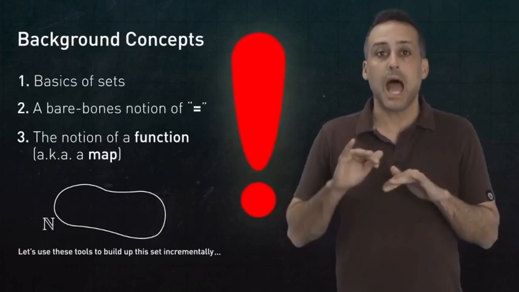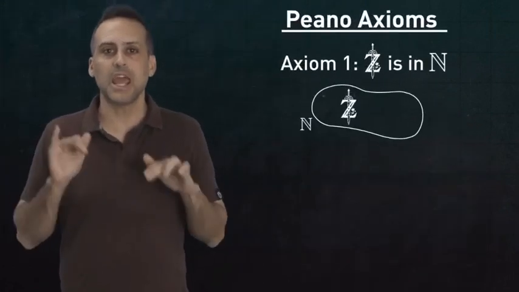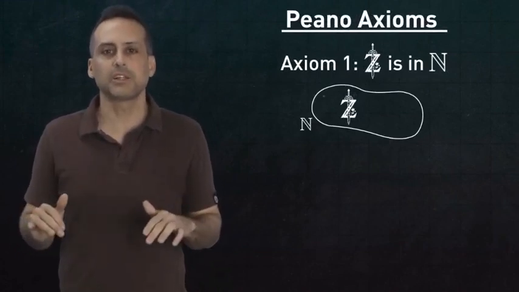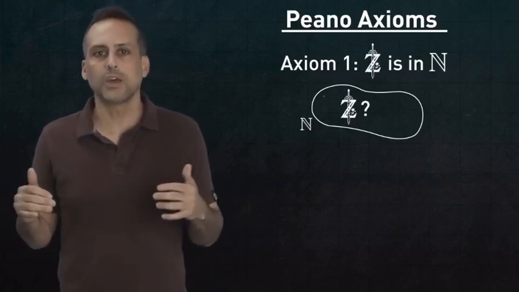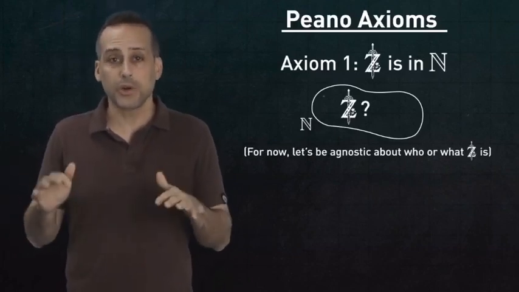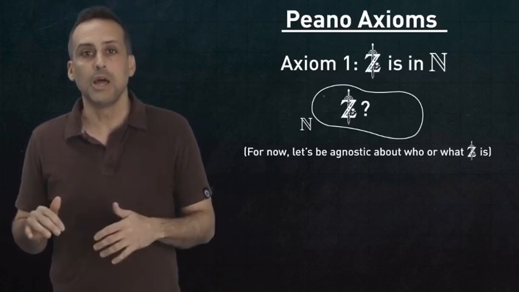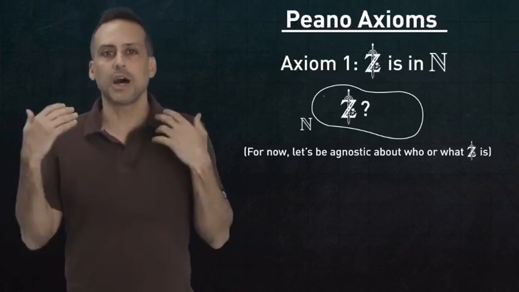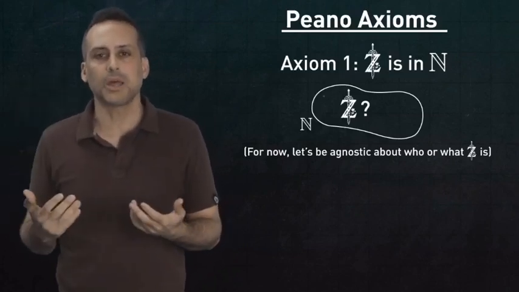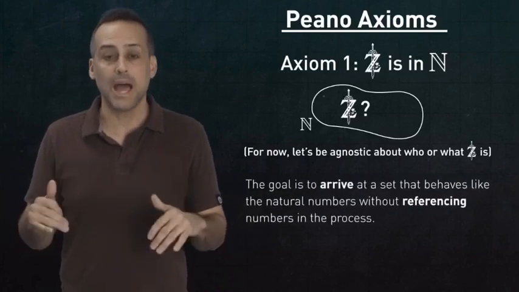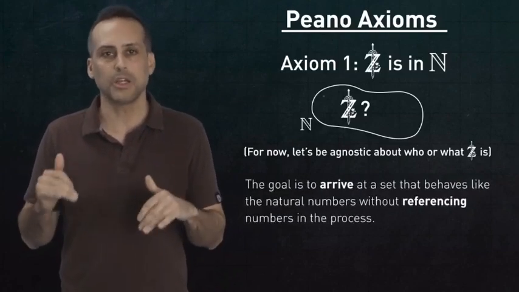Let's begin. Axiom 1: Zelda is in N. This is basically a declaration that set N isn't empty. Zelda is in there. Who or what is Zelda? Don't worry about it. It'll turn out to be the 0 that you know and love, but I'm trying to use nomenclature here that's not too suggestive, so that you won't be tempted to bring in pre-existing concepts. Remember, the goal is to arrive at numbers without referencing numbers.